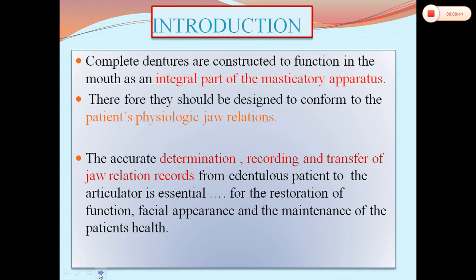Coming to the introduction, complete dentures are constructed to function in the mouth as an integral part of the masticatory apparatus. Therefore, they should be designed to conform to the patient's physiological jaw relations. The accurate determination, recording and transfer of jaw relation records from edentulous patient to the articulator is essential for the restoration of facial appearance and the maintenance of the patient's health.